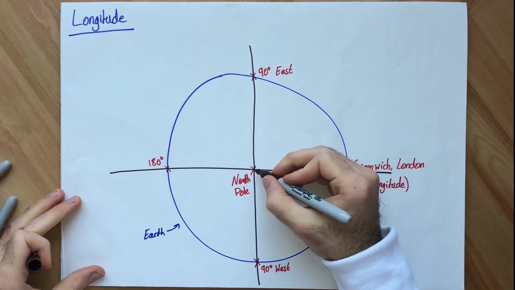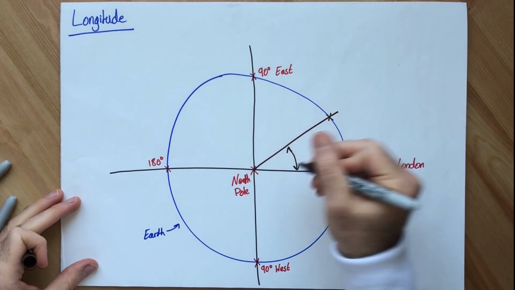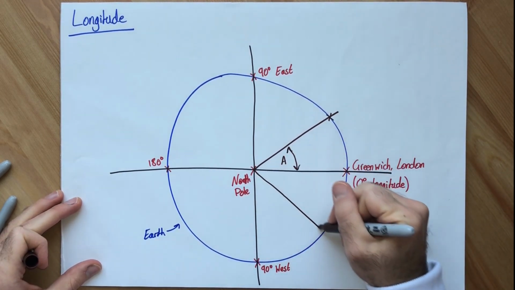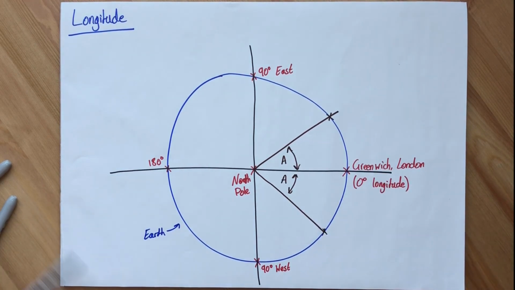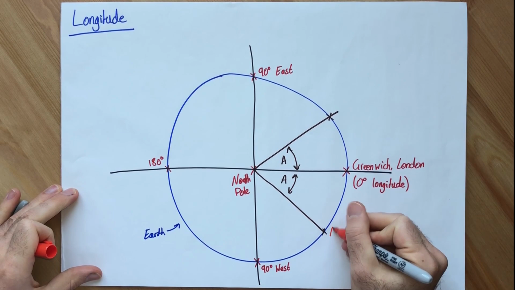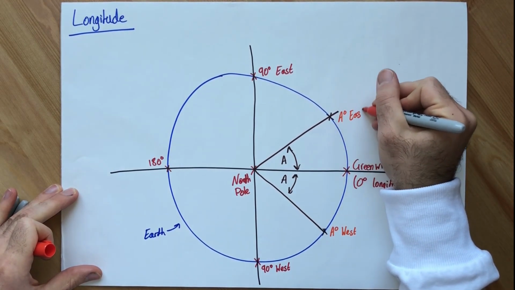We can now draw two lines, each with an angle of A. We don't talk about negative angles with longitude and latitude. Instead, we talk about north, south, east, and west. So the line below Greenwich is 8 degrees west, and the line above Greenwich is 8 degrees east.